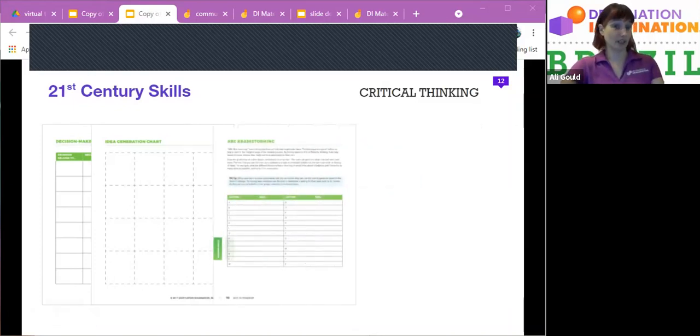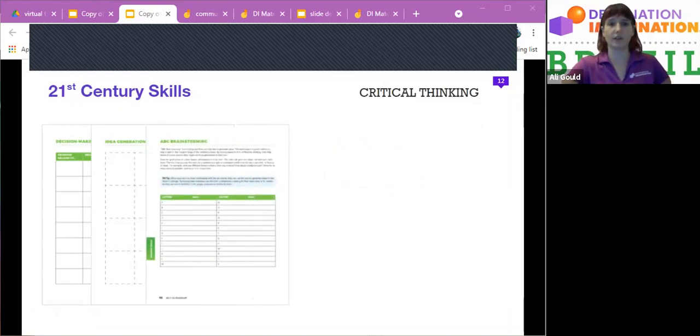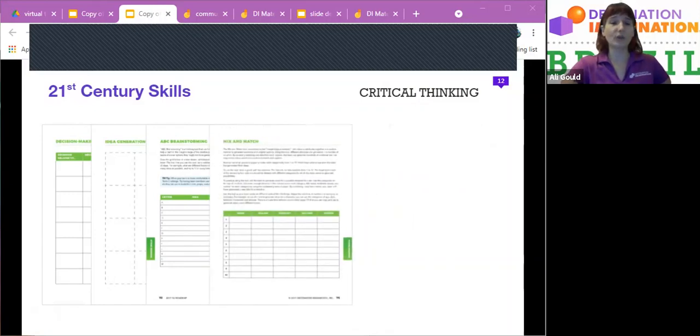Here's the ABC brainstorming. So trying to think of something for each letter of the alphabet. There's mix and match. This is a really fun one to do even in the classroom if you start to work with a series of things. Actually, I really want to try and use this next week for teaching math. So they'll take a problem and then they'll have to choose which of the strategies they're going to use and which of the ways they're going to display it.